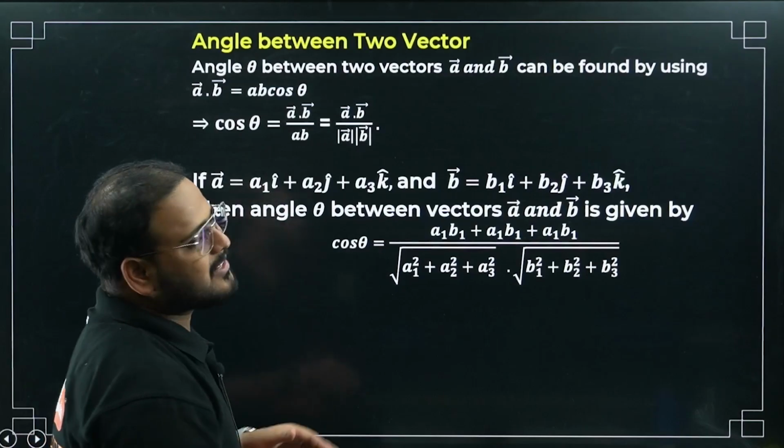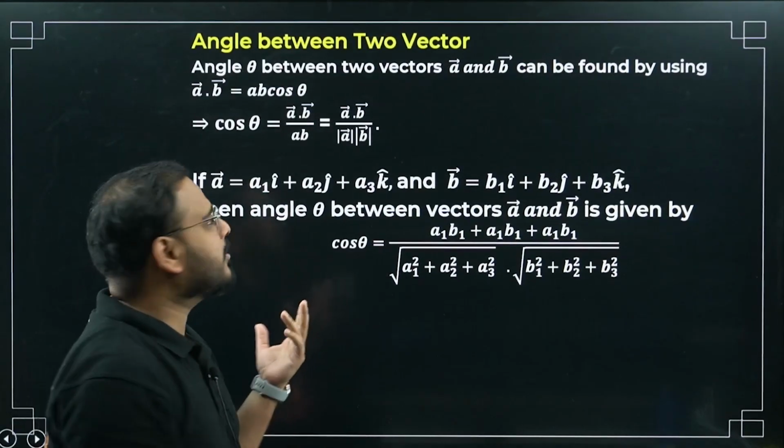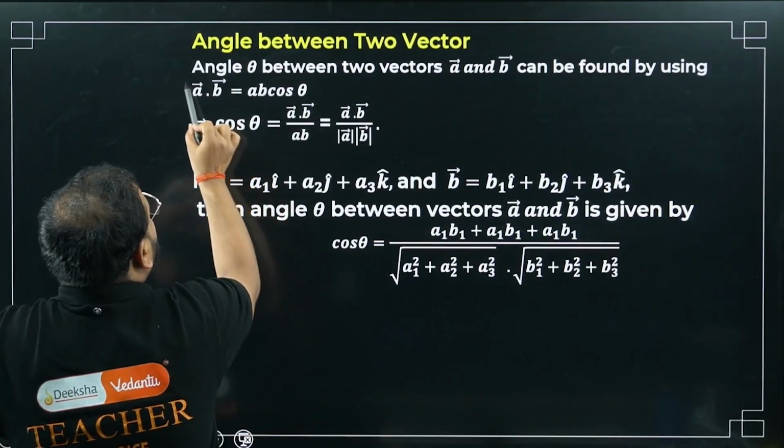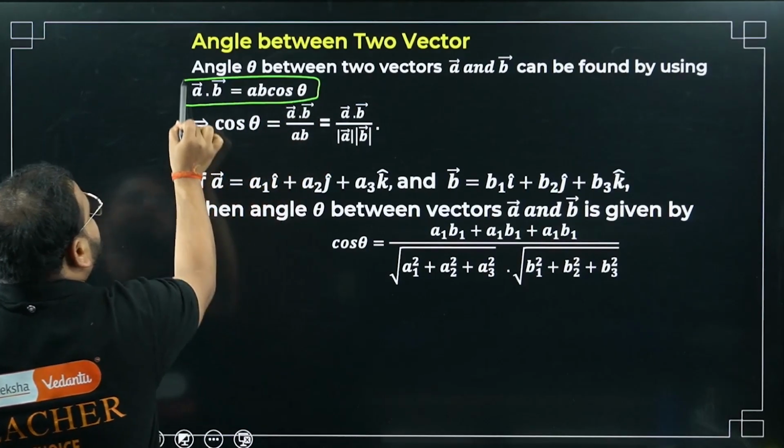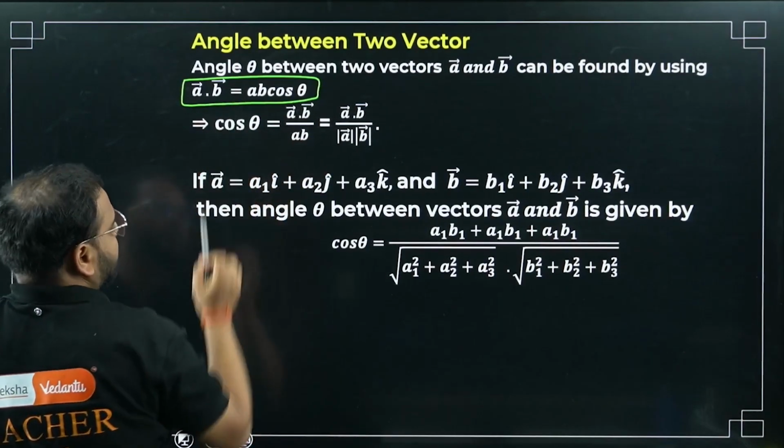Angle between two vectors, the last concept of the day. We can find it from here. Please check. This you know, right? This result you know, no? What is A and B? Remember this?